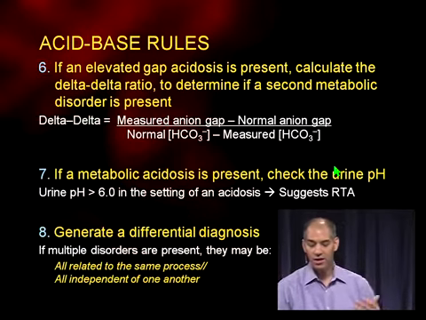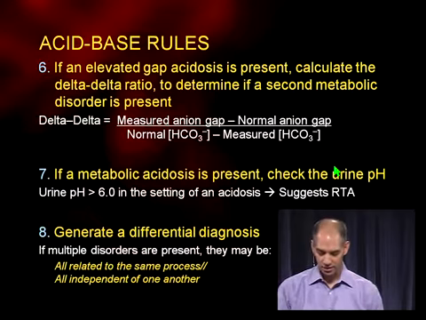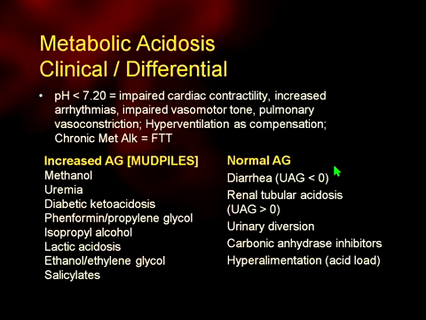All right, and then finally, you generate a differential diagnosis. The differential diagnosis, first of all, clinically, what does metabolic acidosis look like? Well, below a pH of 7.2, the body doesn't handle it very well. You get impaired cardiac contractility with arrhythmias. You can get impaired vasomotor tone, pulmonary vasoconstriction, hyperventilation as they compensate for that decrease in pH.